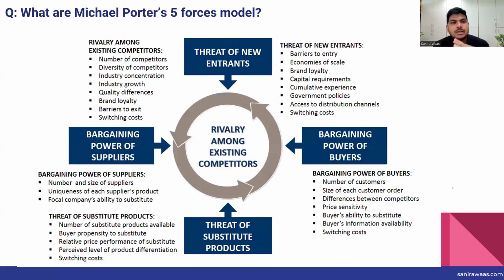The next topic, which is frequently tested in exams, is Michael Porter's 5 forces model. So Michael Porter suggested, when you talk about strategy, specifically in business strategy and also in corporate strategy, you are trying to enter into new markets, or you are trying to understand the market you are in, the industries, new industries or the existing industry. So what Porter said is that there are 5 forces which determine how attractive an industry is.